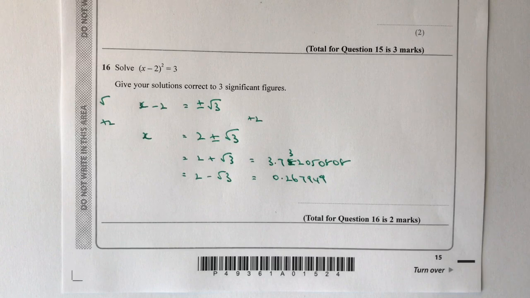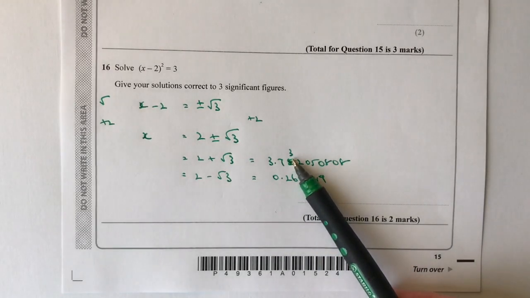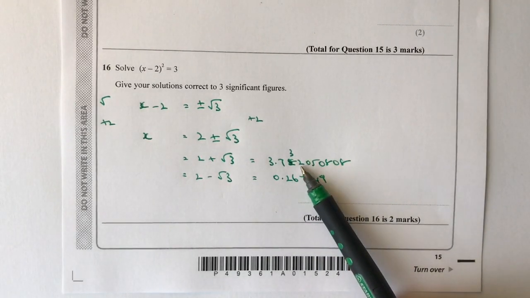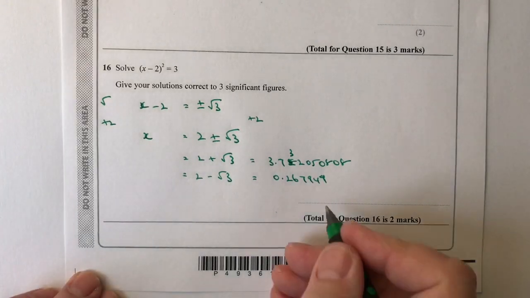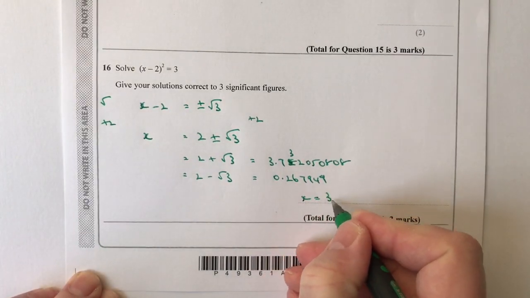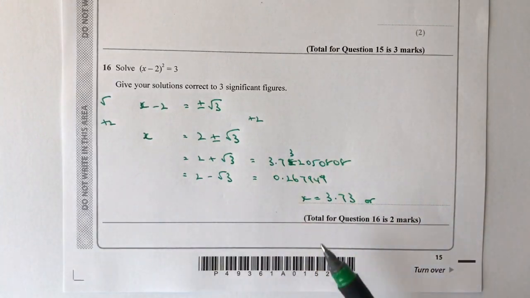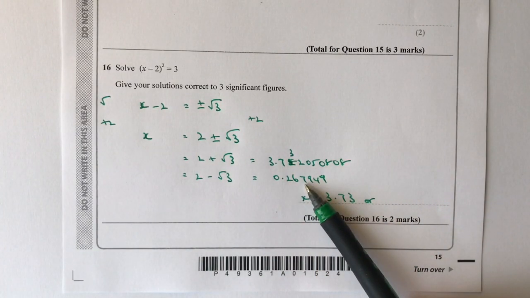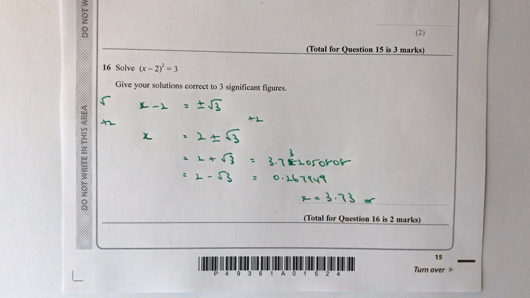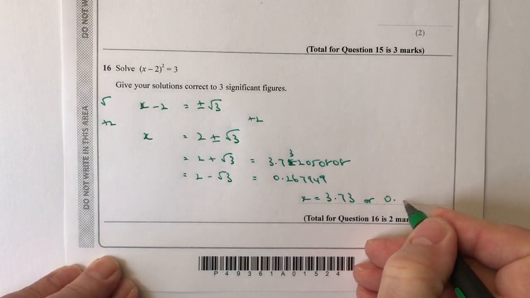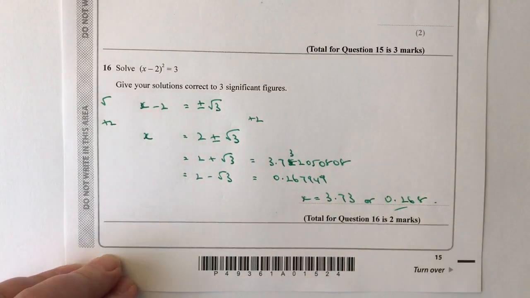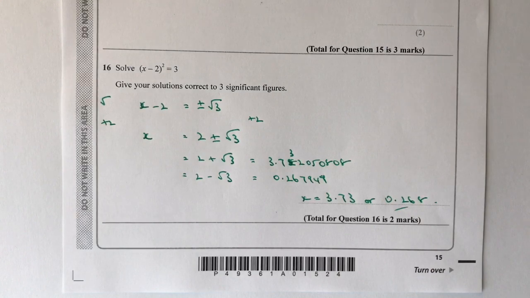So if I look at the first number, the third significant figure is 3. It doesn't change because of the 2, so therefore the first value of x is 3.73. For the second value of x, the third significant figure is 7. That is going to change because the one after it is a 9, so this is now going to become an 8, so I've got 0.268. Okay, and those are my 2 values of x.